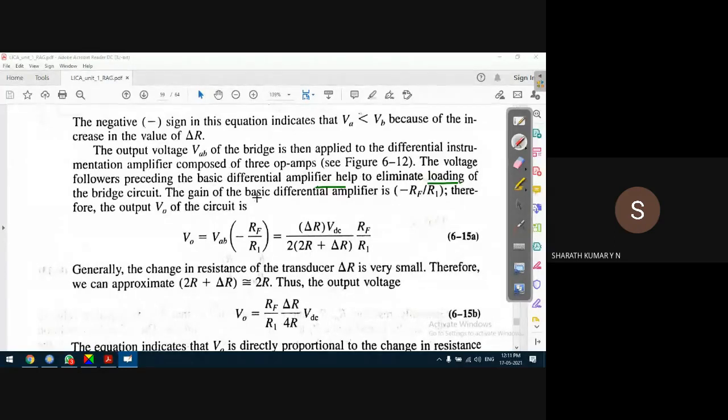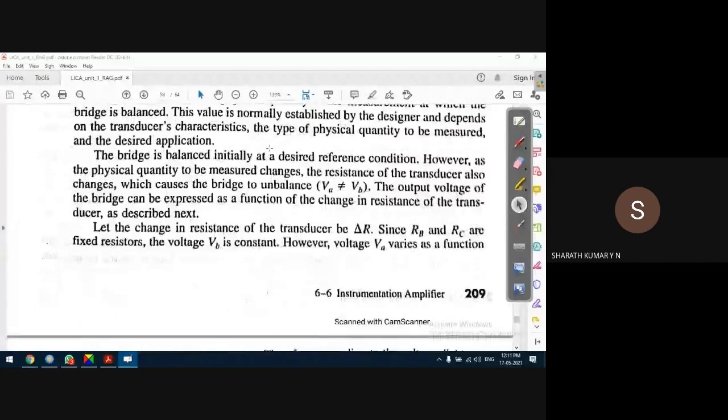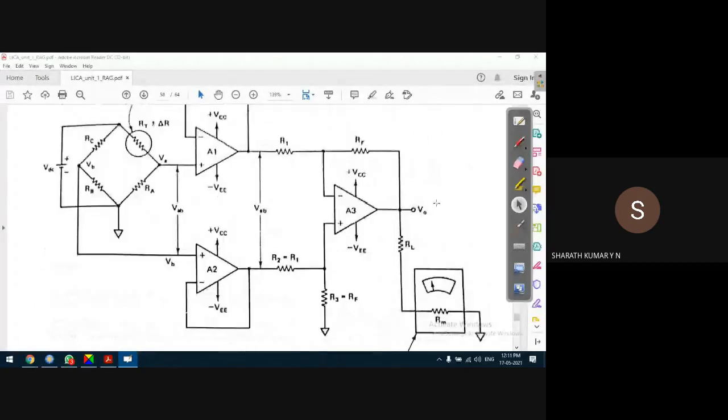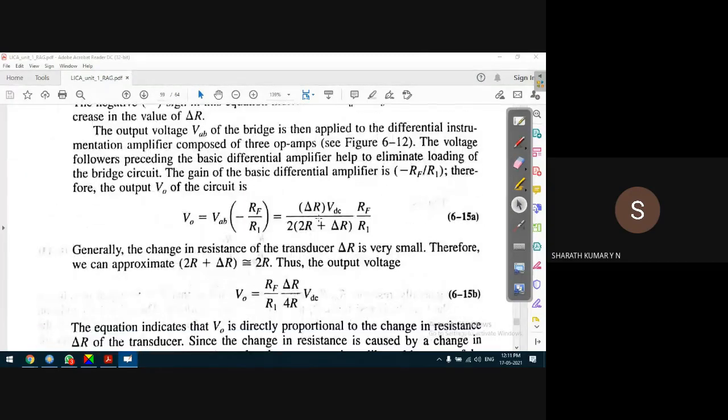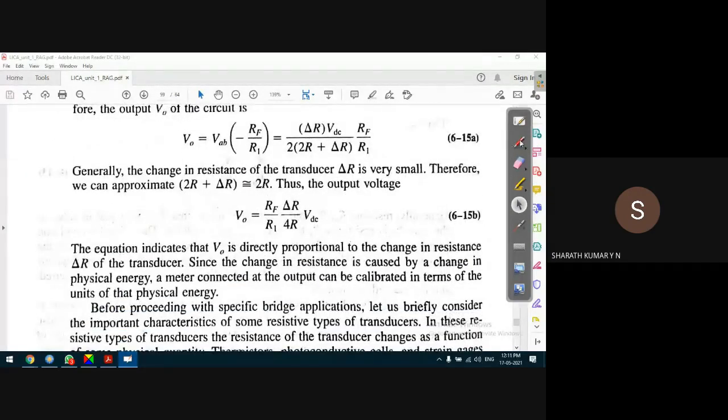So the gain of the basic amplifier is minus RF by R1. There is this one, guys, minus RF by R1, this circuit. The gain of this A3, since it is an inverting amplifier, is minus RF by R1. Very simple. It's an inverting amplifier, so for linear application, we have to go for an inverting amplifier only. So V0 is equal to VAB, the input for the op amp A3, times minus RF by R1.